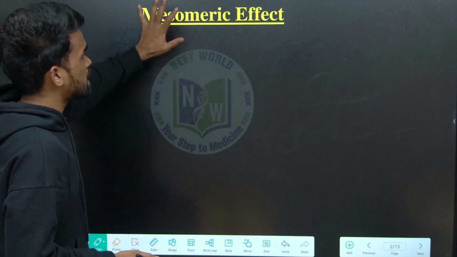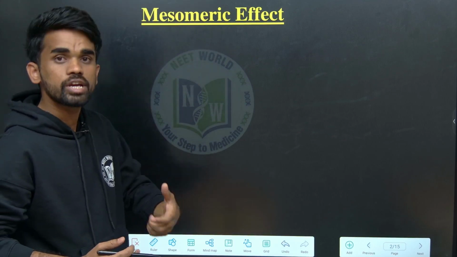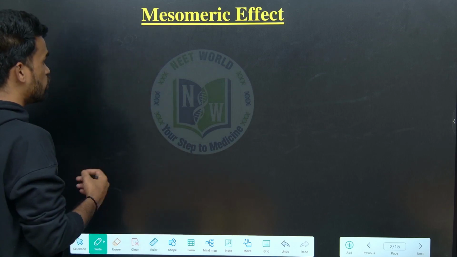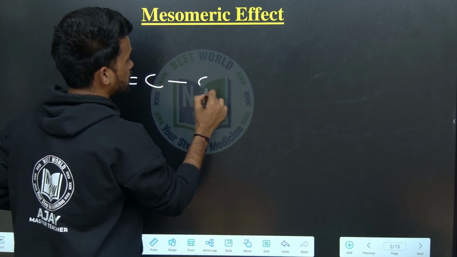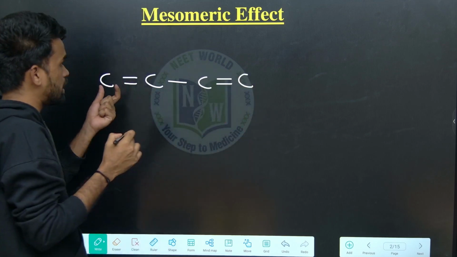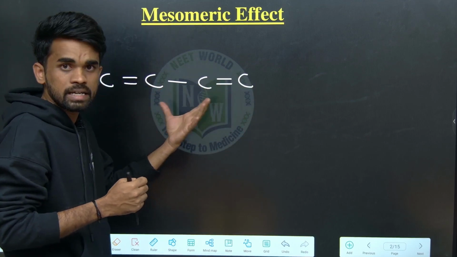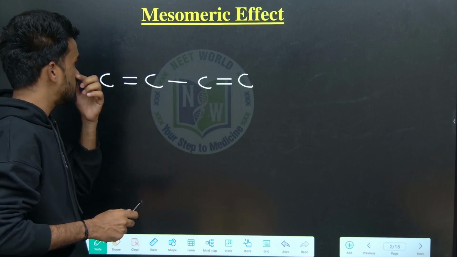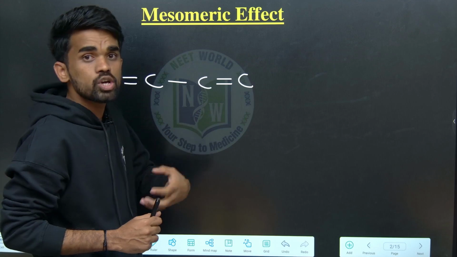Okay, so what exactly is the mesomeric effect here? In organic compounds we know conjugated systems are there. So what do we mean by conjugated systems? For example, we will see some compounds having alternate double bond with single bond, again double bond. So these are the alternate double bonds, right? This kind of system or compound is considered a conjugated system.